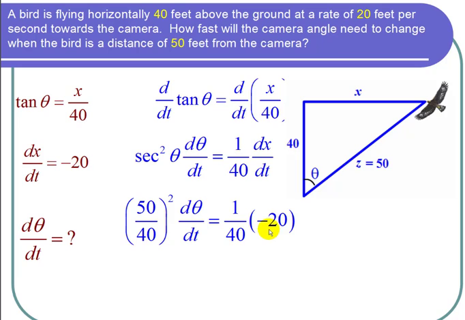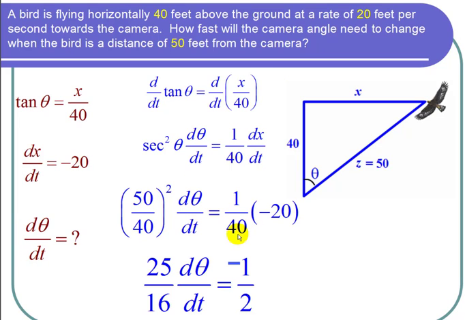And now we can just simplify this. 50 over 40 is 5/4. Square that, you get 25 over 16. And negative 20 over 40 is negative 1/2. So I get 25 over 16 d theta dt is equal to negative 1/2.